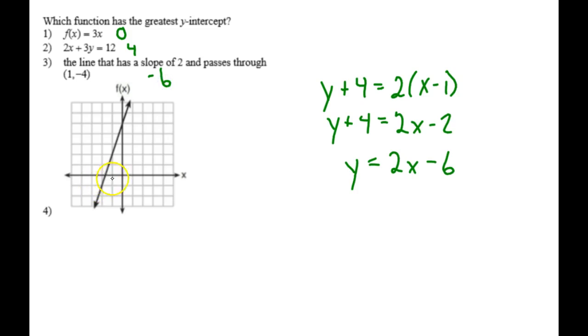And then in our graph, if we look, 1, 2, 3, 4, it looks like 5. The y-intercept for this graph would be 5. So which of these four has the greatest y-intercept? It would be choice 4. 5 is greater than 0, 4, and negative 6.